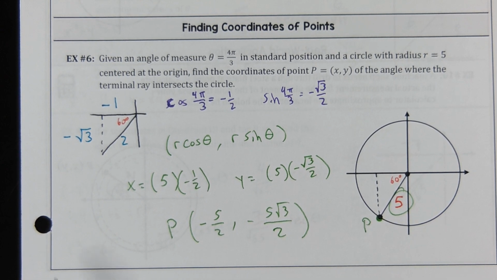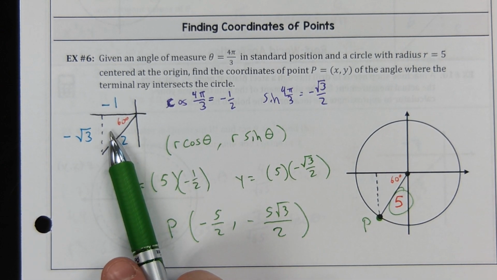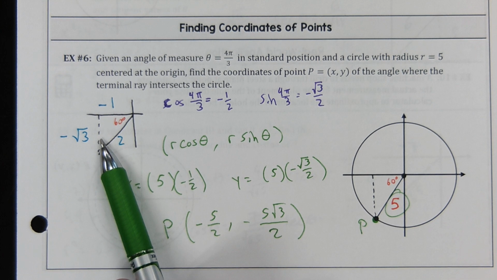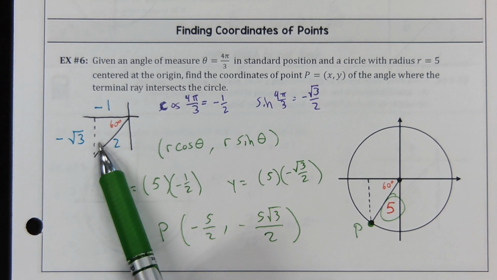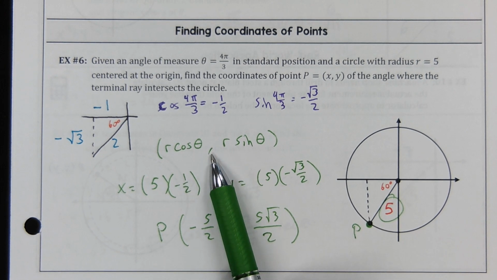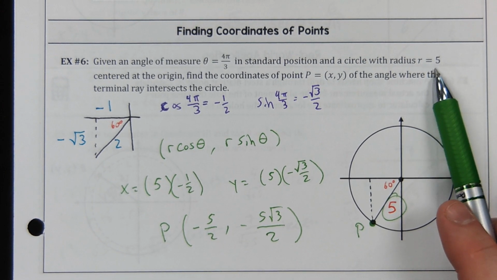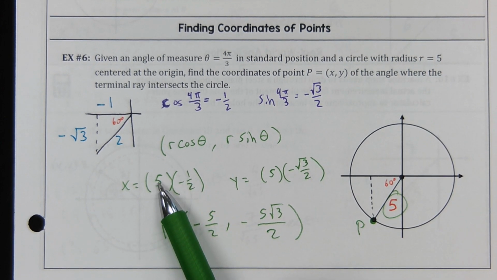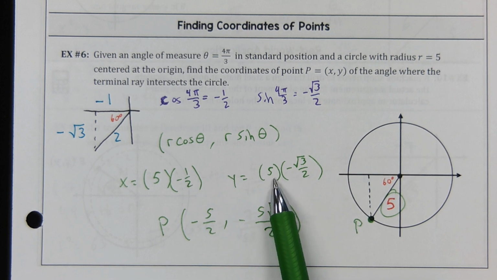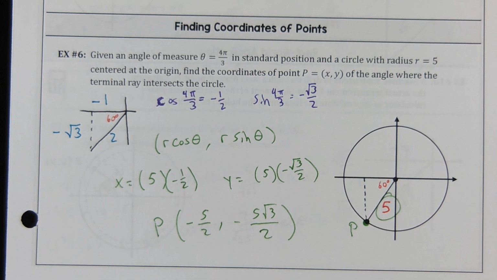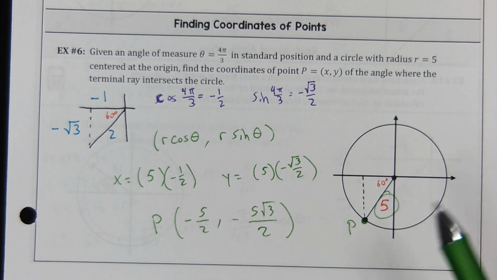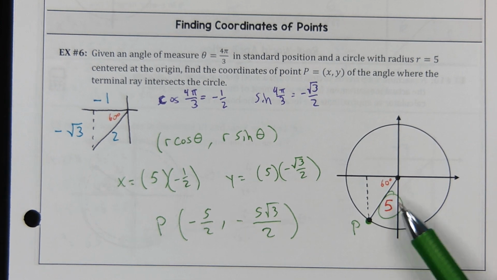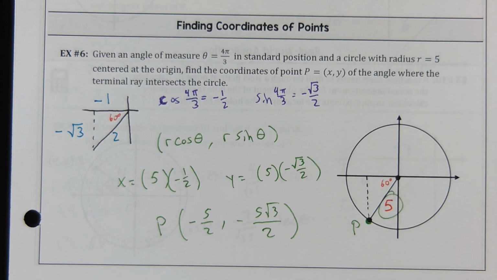Once again, I drew a reference triangle at 4 pi over 3. I evaluated cosine and sine using my reference triangle because I don't have my unit circle memorized. I know that every coordinate in xy space can be written as r cosine theta, r sine theta. R was given to me as 5. So r cosine theta, r sine theta. There it is. If you plot this point, you will find that it is exactly 5 away from the origin and 60 degrees below the x-axis.